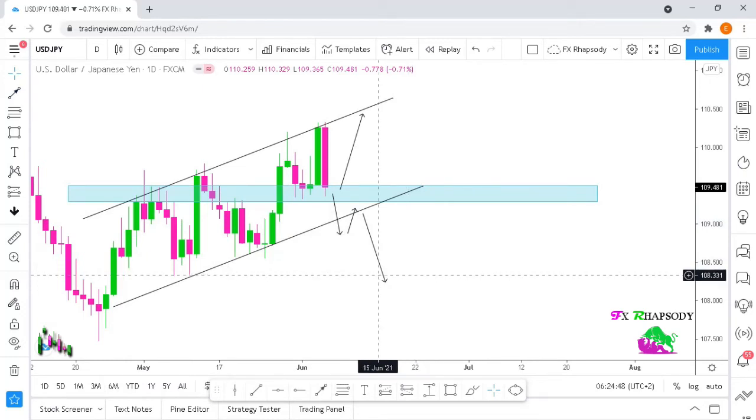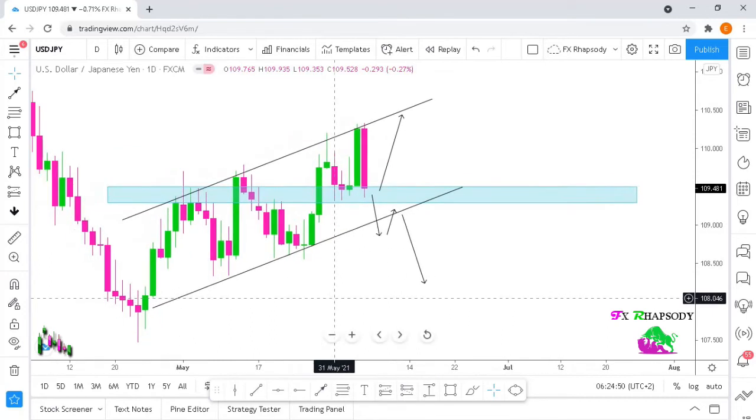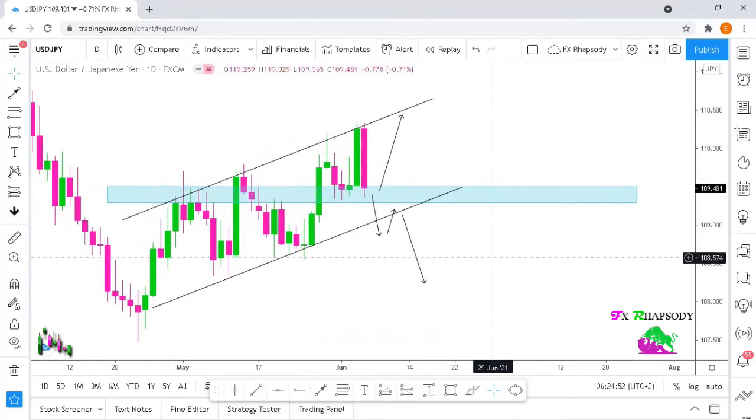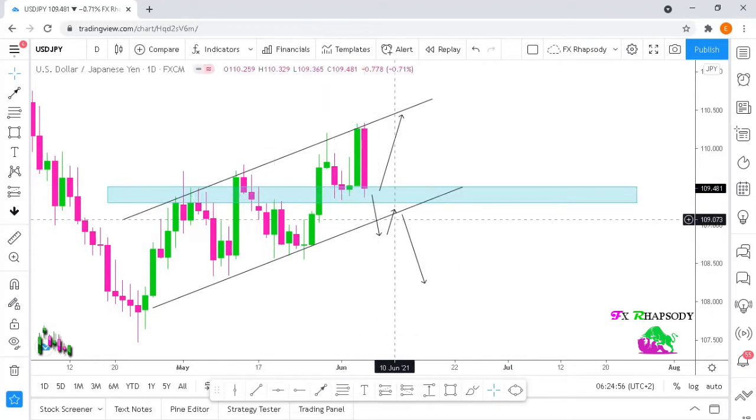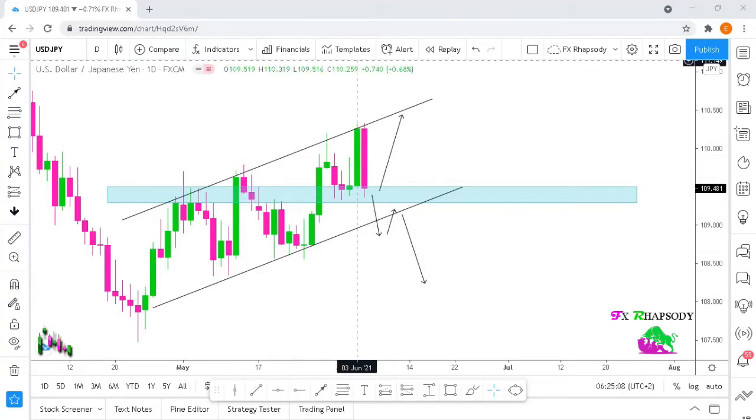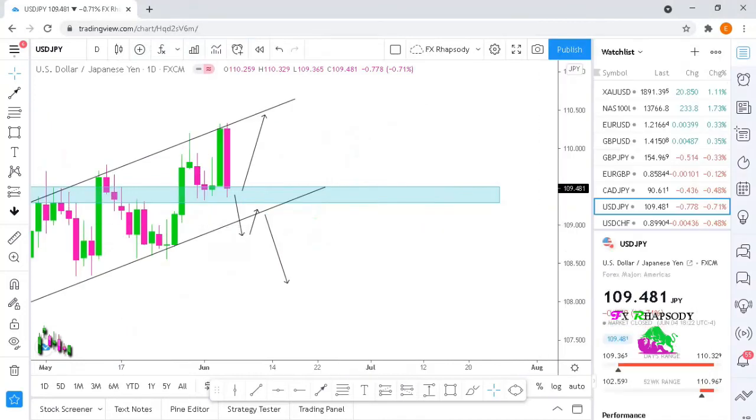So it's going to be an interesting time for UJ next week. So let's keep a close eye on it, and then when we see price here making a break, we will drill down to the 4 hourly, and then we will get better entries on that. So let's move on to Euro USD.